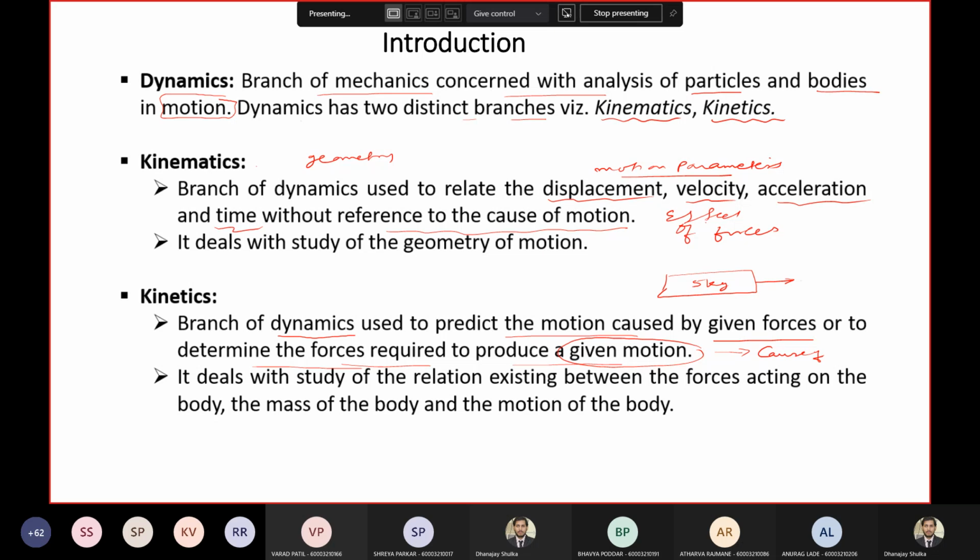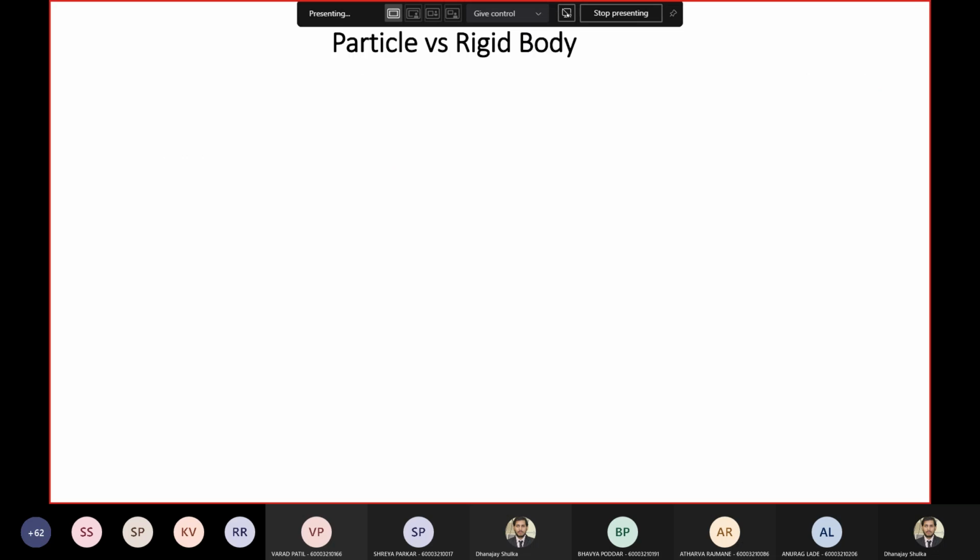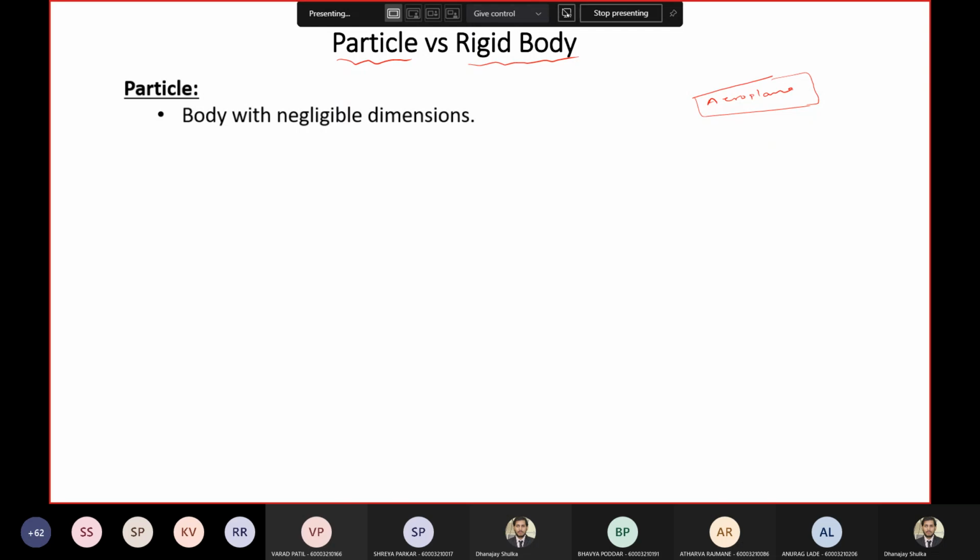Kinematics and kinetics. Next, when we consider the study of dynamics, we have two different idealizations. One is a particle and another is a rigid body. Now what does particle mean? Let's say I have an aeroplane here. It is flying in the sky, and I want to study the motion, meaning I want to analyze it. So I can analyze it in two different aspects.